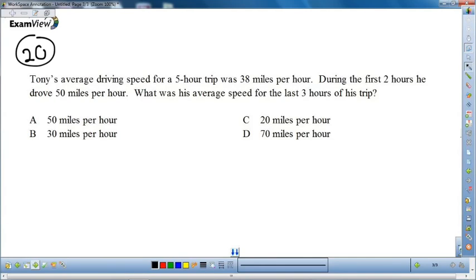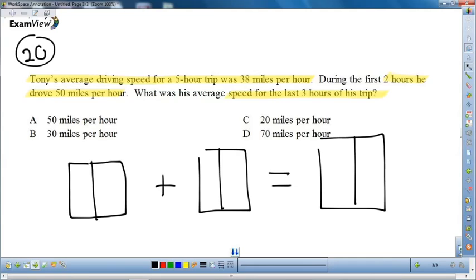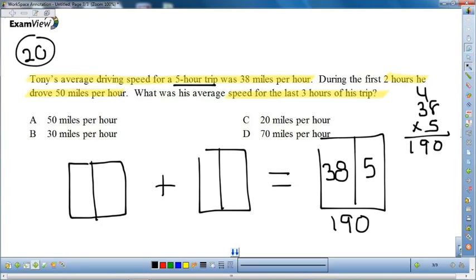So 20, we have that Tony's average driving speed for a 5-hour trip was 38 miles per hour. During the first 2 hours, he drove 50 miles per hour. What was his average speed for the last 3 hours of his trip? So we're going to have 3 boxes, one for the first part of his trip, the second part of his trip, and his total. Well, it says that for a 5-hour trip, he drove 38 miles per hour. So his distance is going to be 38 times 5, which is 190 miles. So he drove a total of 190 miles.